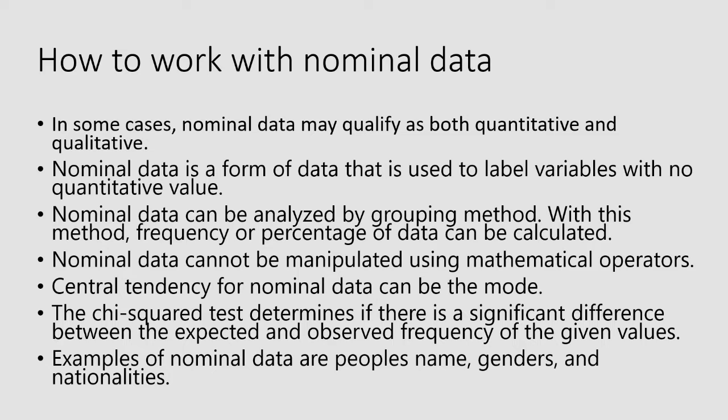Nominal data cannot be manipulated using the normal mathematical operators like numerical data, for example. The central tendency for nominal data can be the mode, or the most repeated value, and a test that is used to work with nominal data is chi-square, which determines the significant difference between the expected and observed frequency of certain values. Examples of nominal data can be people's names, genders, and nationalities.